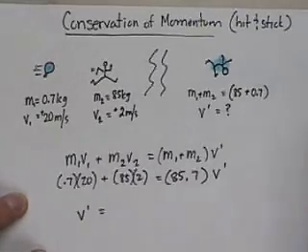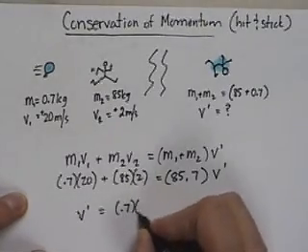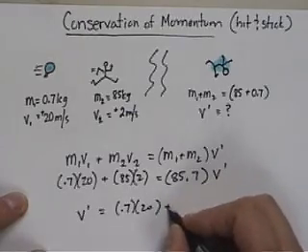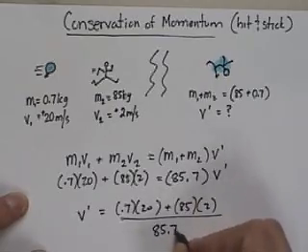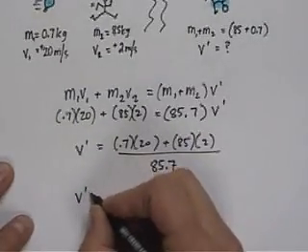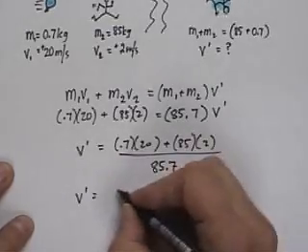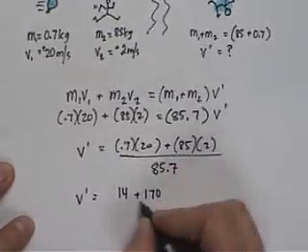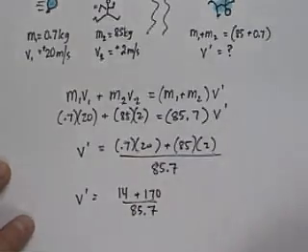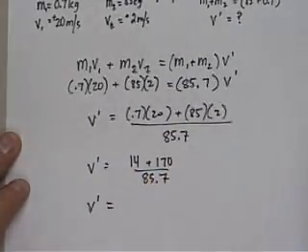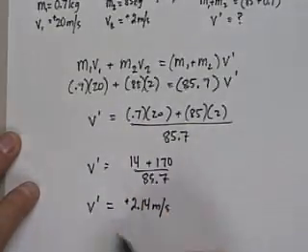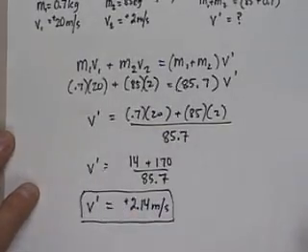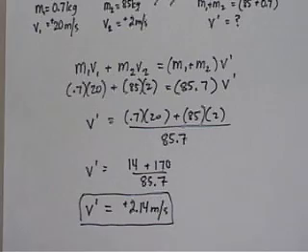Solve this thing all out, and I'm going to be left with 0.7 times 20 plus 85 times 2 over 85.7. My velocity after then ends up equaling 14 plus 170 over 85.7. So finally, my final velocity is going to be positive 2.14 meters per second. That is the velocity of both the water balloon and the person together, going to the right. Hit and stick.